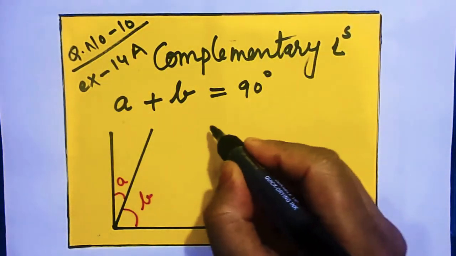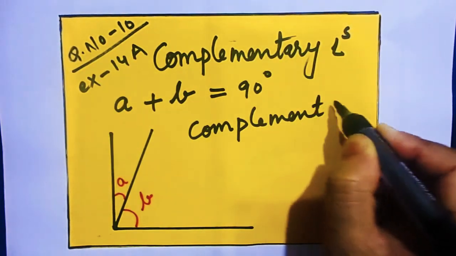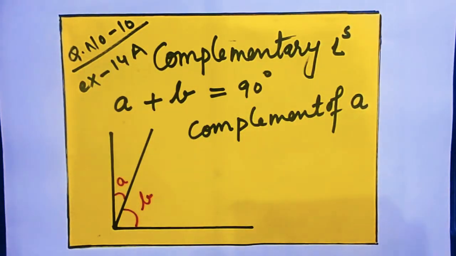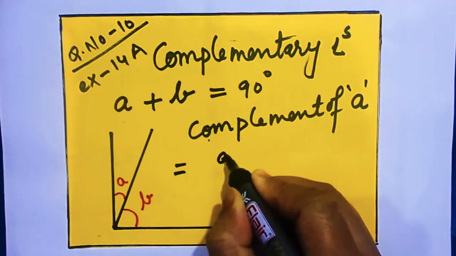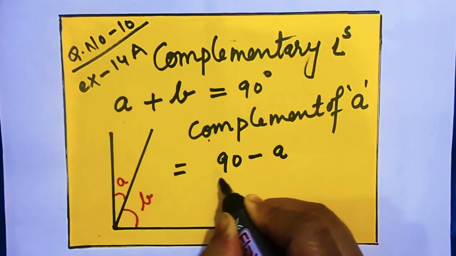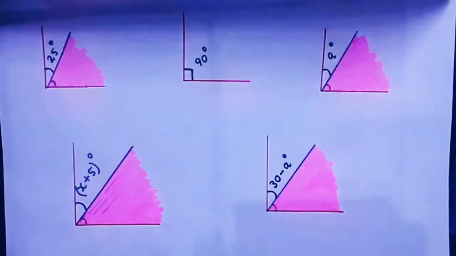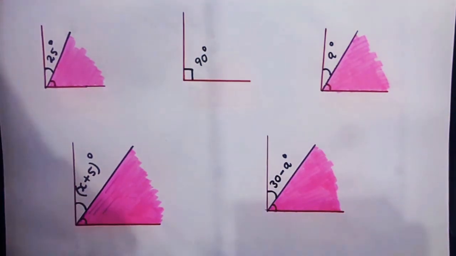Now, how to find the complement? Complement of A. If two of the angles are given, then the complement of one of the angles is equal to 90 minus A. Simply you need to subtract the given angle in order to find the complement. Clear? So let's switch on to a few sums. I have already drawn the questions so that when you solve it, you needn't waste time.